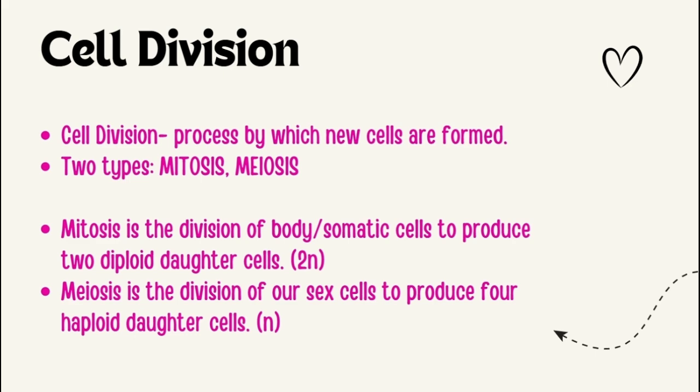Meiosis, on the other hand, is a specialized type of cell division, right? Because it only focuses on our sex cells, right? So this is how we basically reproduce to have actual offspring.